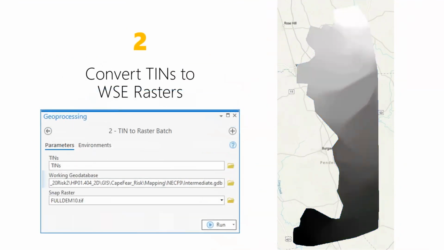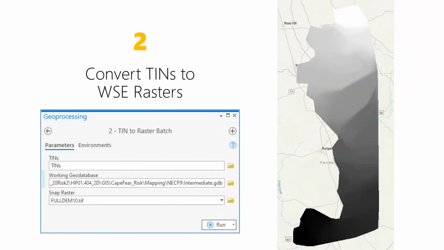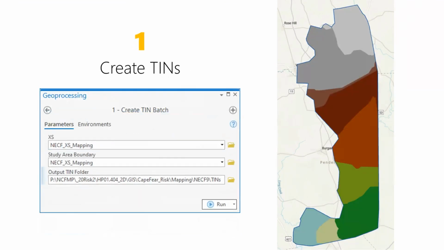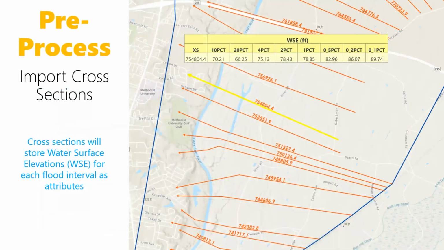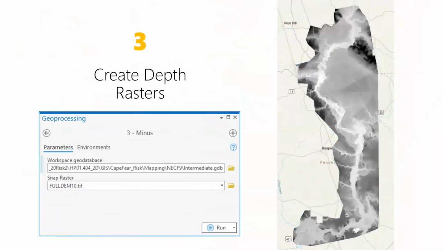So our tins are going to create these 10-foot water surface elevation rasters, and they're just interpolating our cross sections to get that. I'll go back and clarify that our cross sections, they are densified to 200-foot intervals. So that's what we're using to interpolate across.